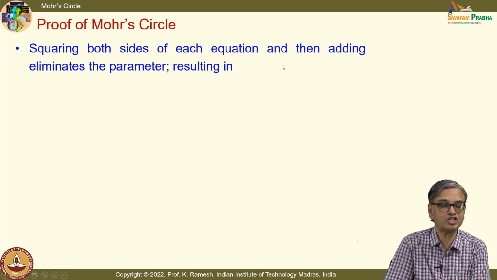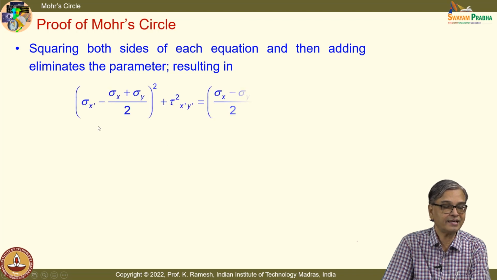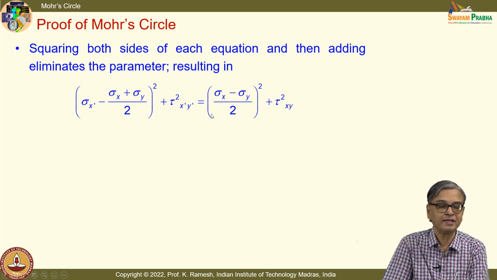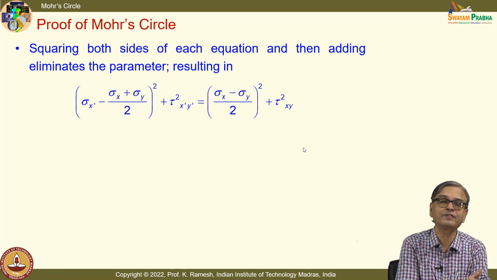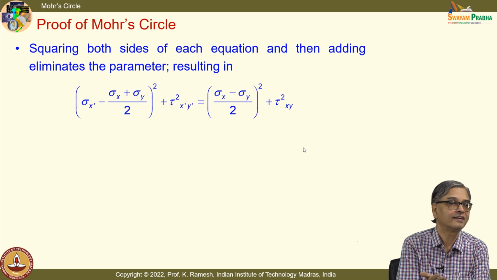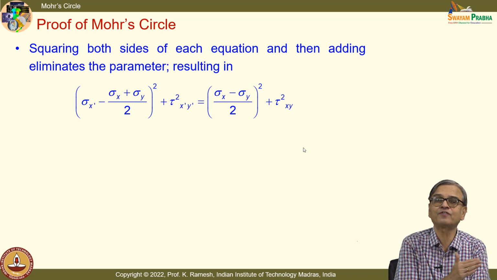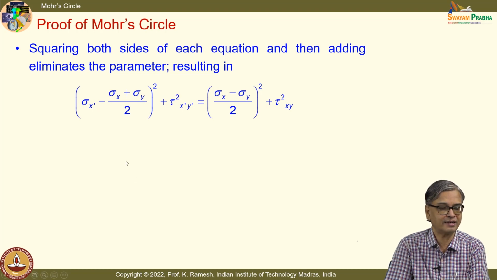Squaring both sides of each equation and then adding eliminates the parameter, resulting in (sigma x prime minus (sigma x plus sigma y)/2) whole square plus tau squared x prime y prime equal to ((sigma x minus sigma y)/2) whole square plus tau squared xy, which I can also replace in terms of the radius and also the origin of the circle. Origin of the circle we have said as sigma average comma 0, isn't it?